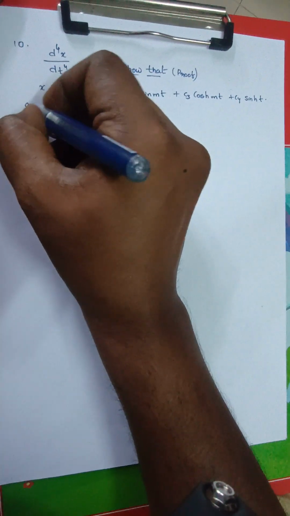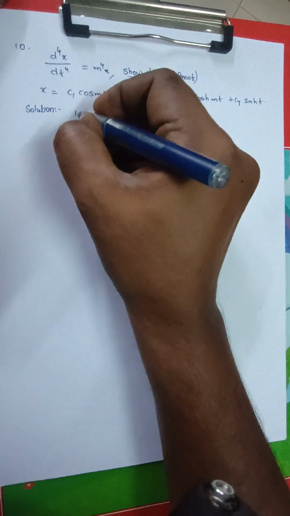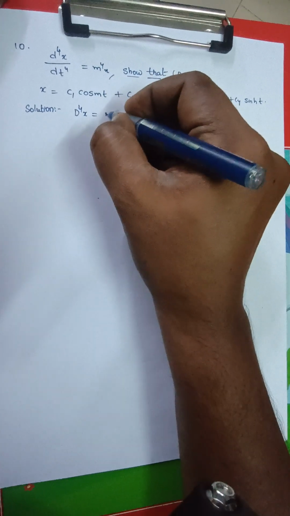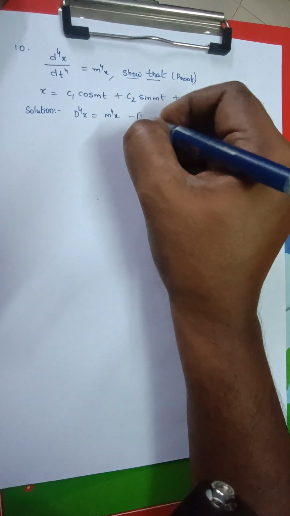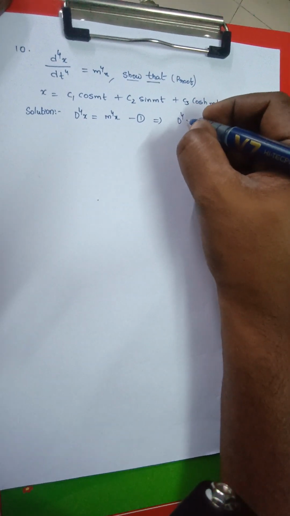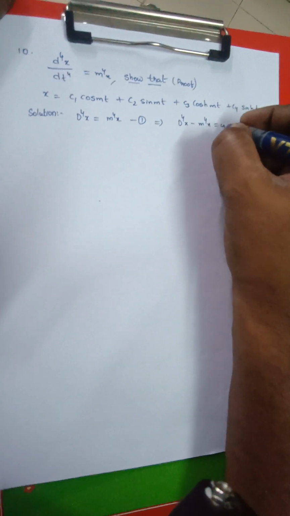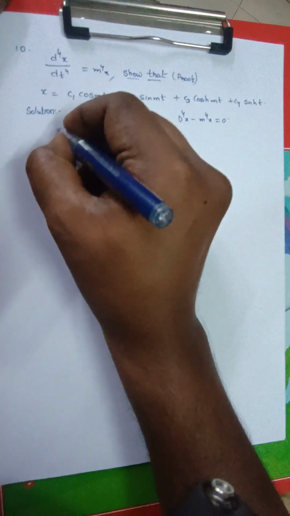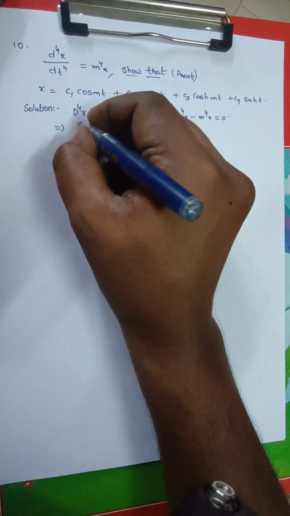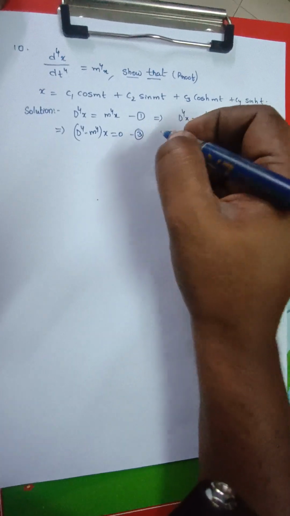See, observe that the solution is simpler than you think. It can be written as D⁴x = m⁴x. This is 1. Later this can be written as D⁴x − m⁴x = 0, and further as (D⁴ − m⁴)x = 0. So this is our third equation.